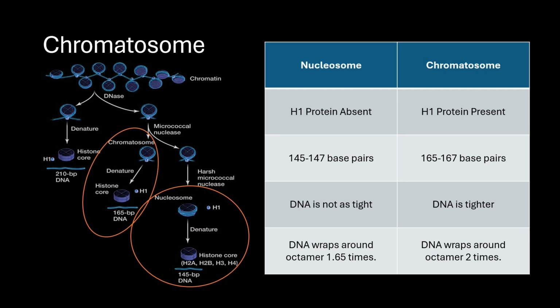If you do want to memorize this table, just be careful with remembering that DNA wraps around the octamer 1.65 times in the nucleosome, but is around 165 base pairs long in a chromatosome. It's very easy to mix those two up because it's essentially the same number, just with a different decimal place.